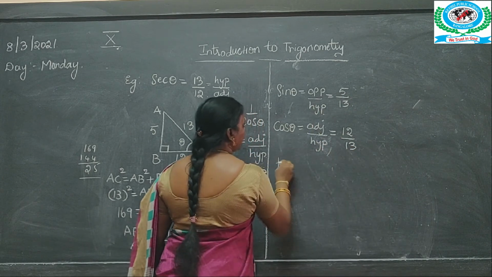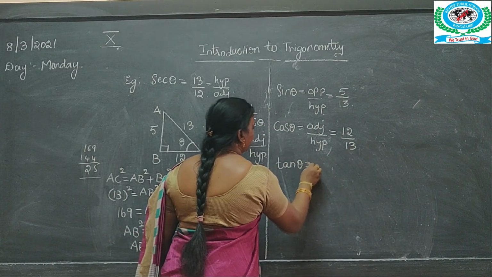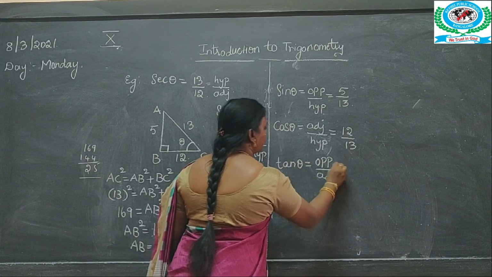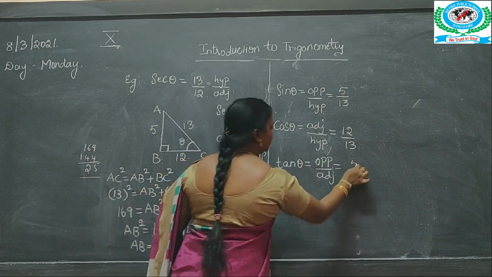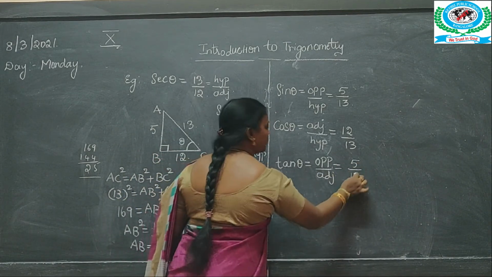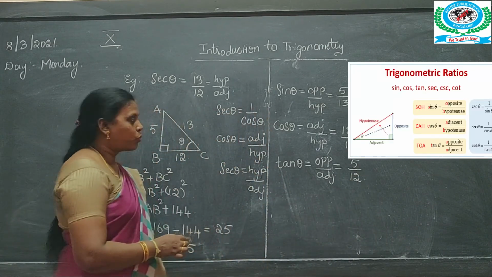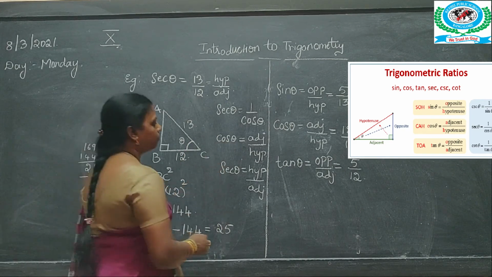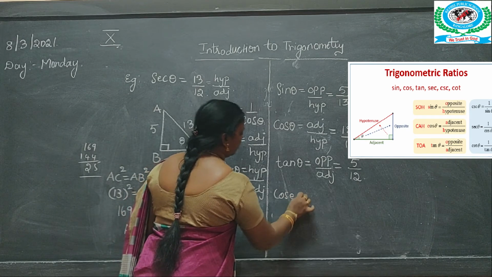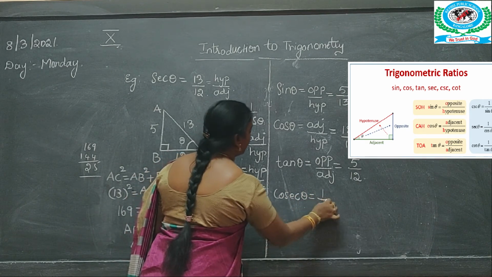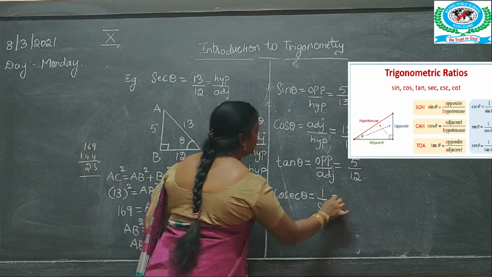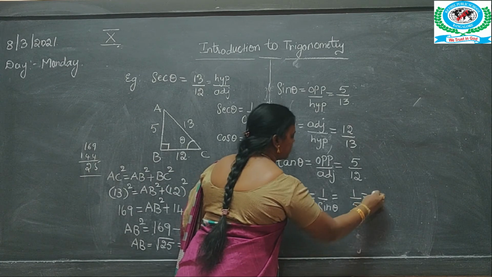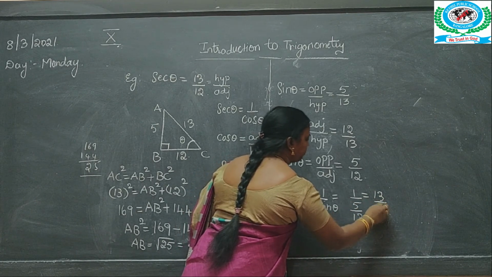Next, tan of theta. Tan of theta is equal to opposite by adjacent. So the opposite side is 5 and the adjacent side is 12. So it is 5 by 12. So we know sine of theta, cos of theta, tan of theta. Next it is cosecant of theta. Cosecant of theta is 1 by sine theta. So it is 1 by 5 by 13, which is equal to 13 by 5.